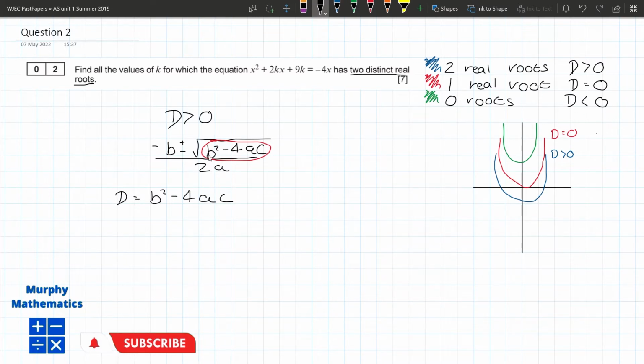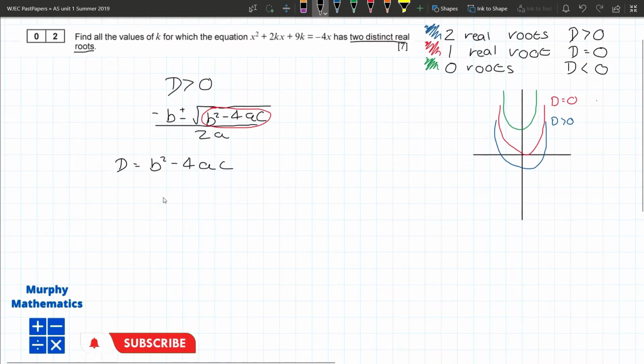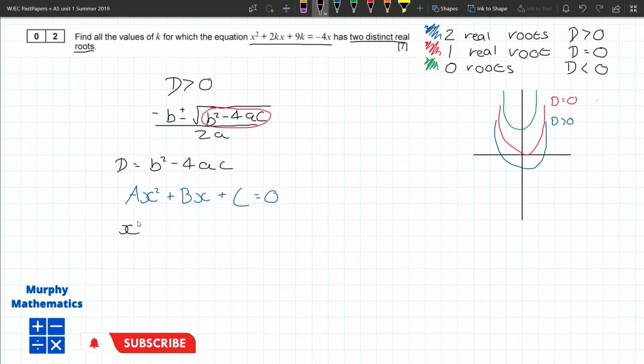When we use the quadratic formula, we have a quadratic equation, and we represent our quadratic equations as ax squared plus bx plus c equals 0. We now have to change the equation we've got into this form. So I'll rewrite the equation we've been given: x squared plus 2kx plus 9k equals minus 4x.